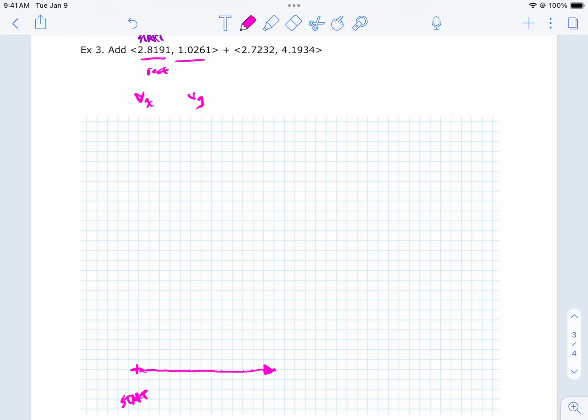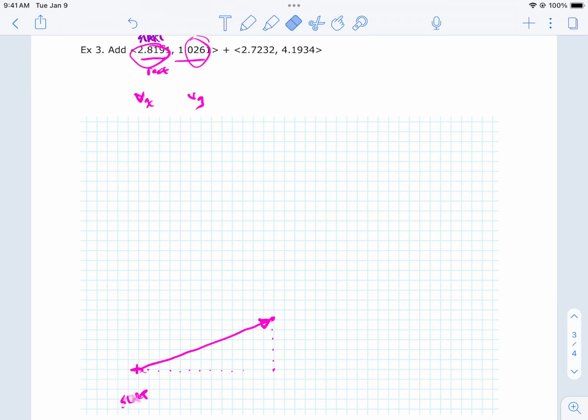Oh, wait a minute. No, it's not. I hope you see my mistake. That's not the first vector. All I drew was this part, the x component. Now I got to do the y component. Go up 1.02. So 0.2, 0.4, 0.6, 0.8, 1. It's right about there. So start here, end there. The first vector looks just about like that.